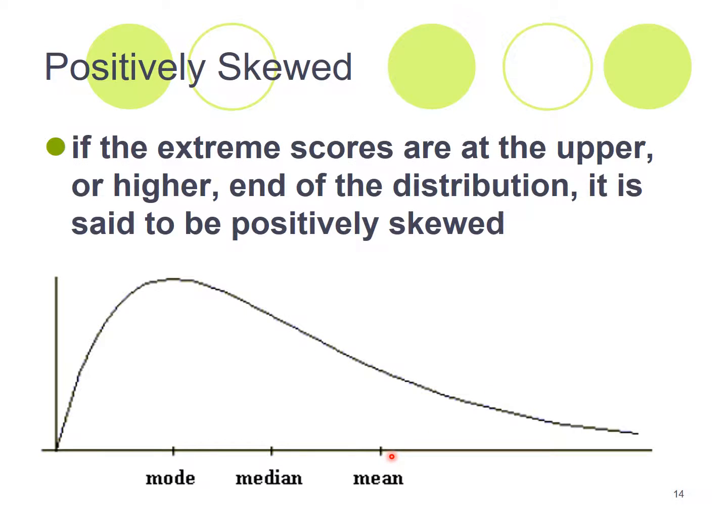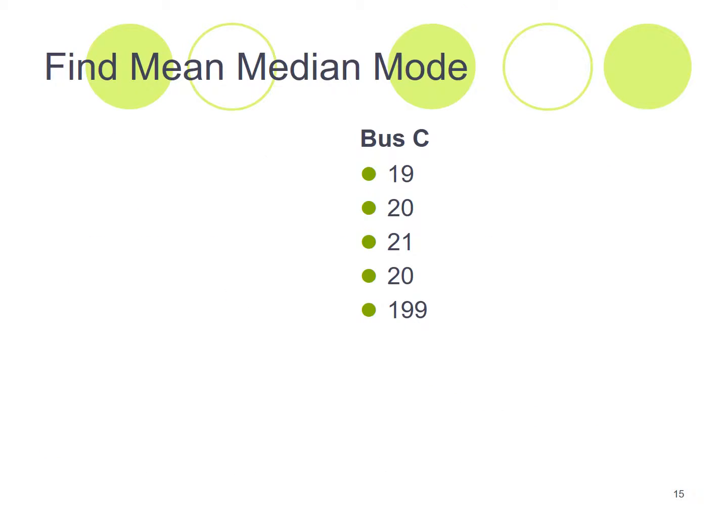And we have our mean here. So if the extreme scores are at the upper or higher end of the distribution, it tends to be positively skewed. And the mean, the median and mode of this particular data item here.